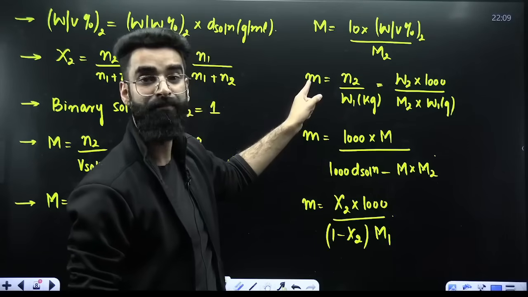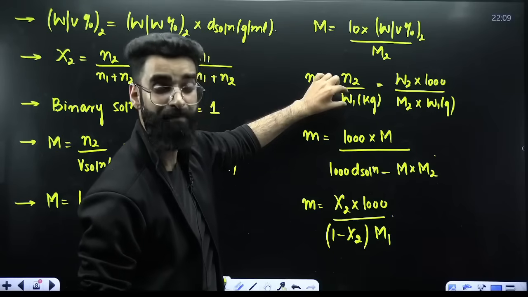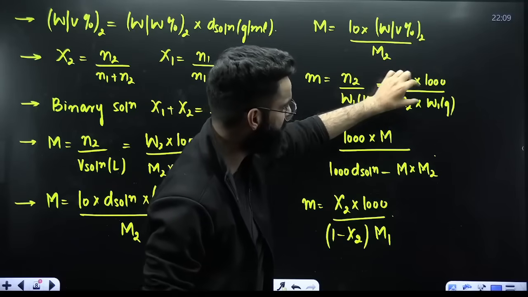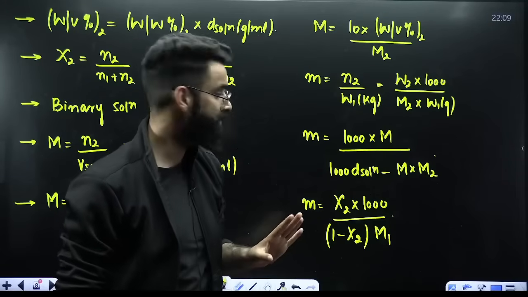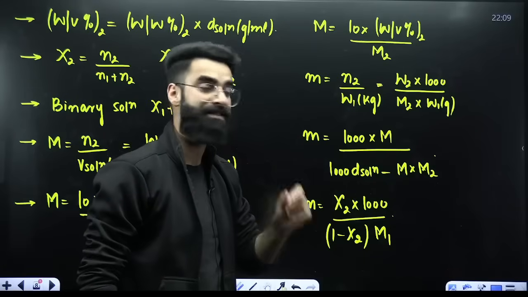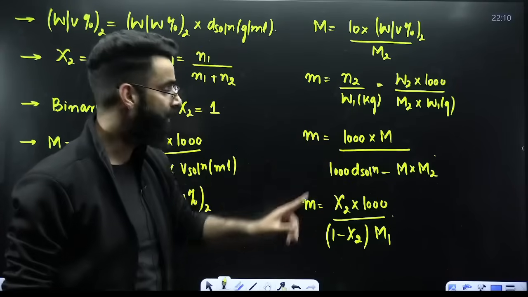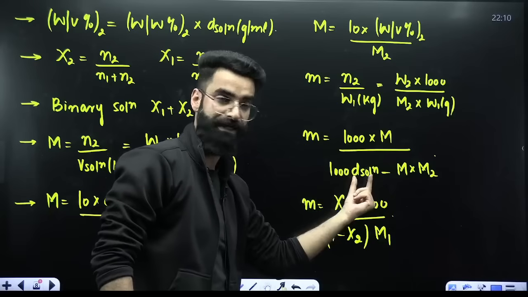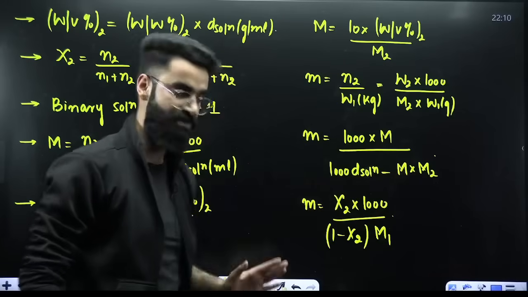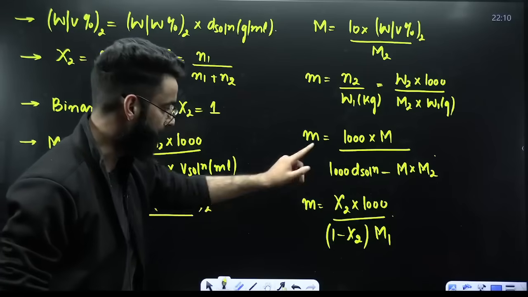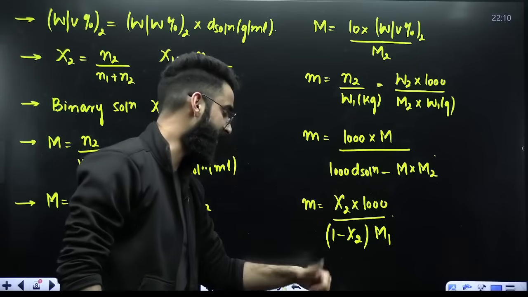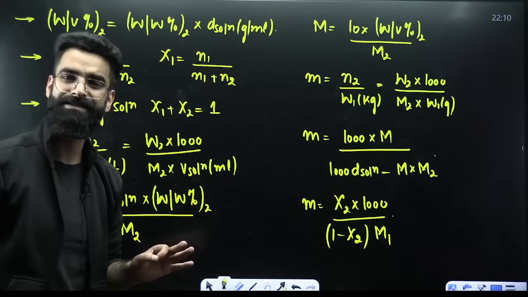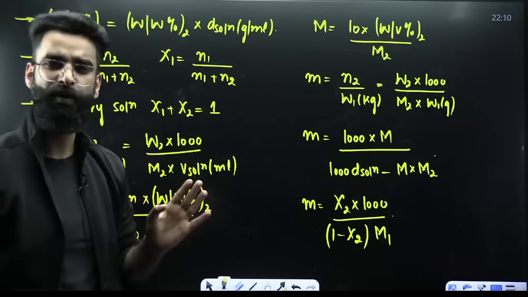Comes to the molality. Molality is number of moles of solute divided by mass of solvent in kg, or mass of solute in grams multiplied by 1000 divided by molar mass of solute multiplied by mass of solvent in grams, right? There is one more result which connects molality with molarity directly. Molality is equal to 1000 multiplied by molarity divided by 1000 multiplied by density of solution minus molarity multiplied by molar mass of solute. In the similar way, molality is equal to mole fraction of solute multiplied by 1000 divided by 1 minus mole fraction of solute, and this is molar mass of solvent. So these are some important results, right, from which directly formula-based questions can be asked.